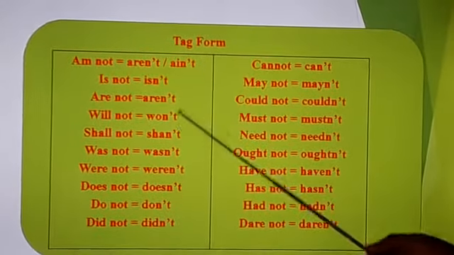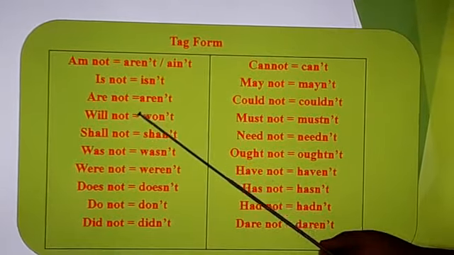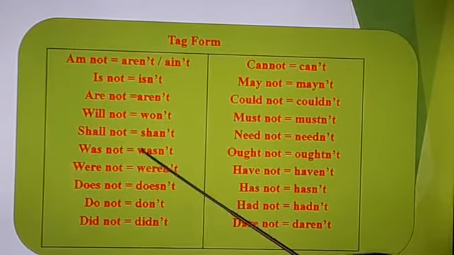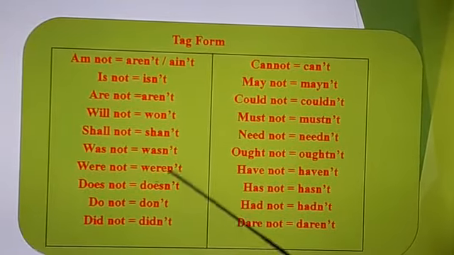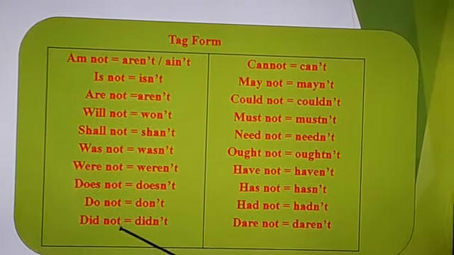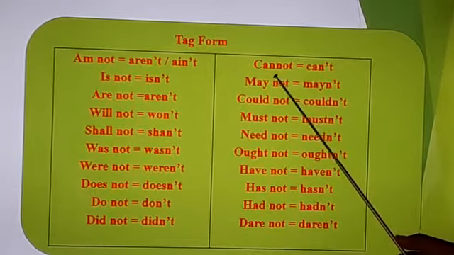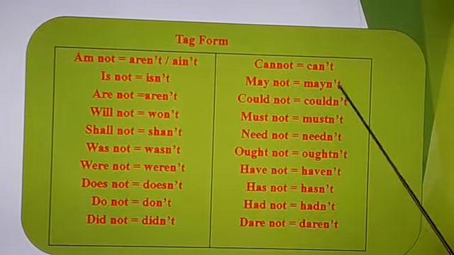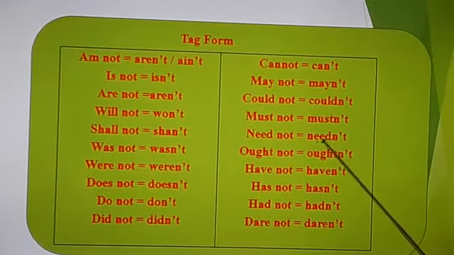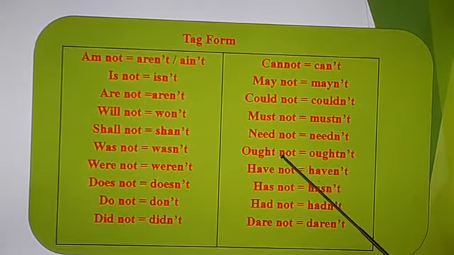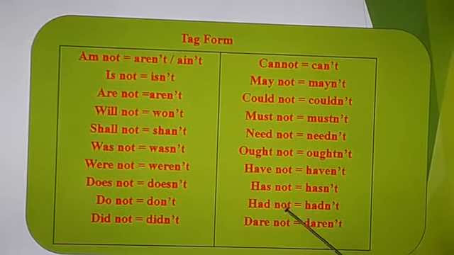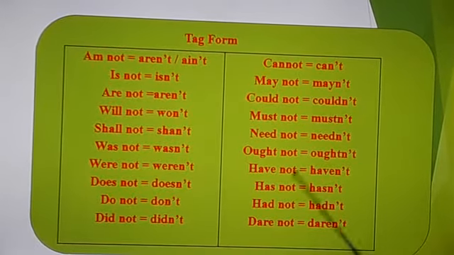Am not, aren't, or ain't. Is not, isn't. Are not, aren't. We know. Will not, won't. Shall not, shan't. Was not, wasn't. Were not, weren't. Does not, doesn't. Do not, don't. Did not, didn't. Cannot, can't. May not, mayn't. Could not, couldn't. Must not, mustn't. Need not, needn't. Would not, wouldn't. Have not, haven't. Has not, hasn't. Had not, hadn't. Dare not, daren't.